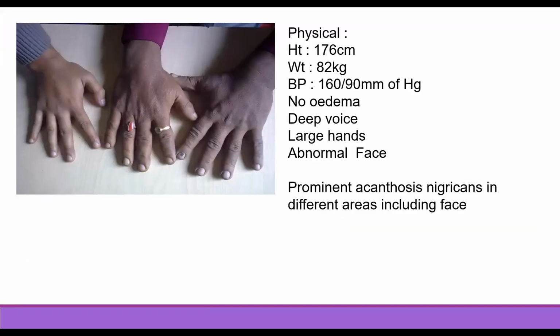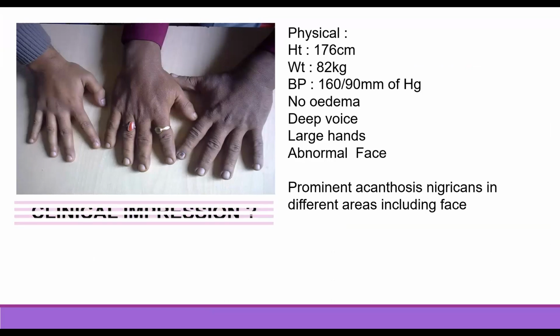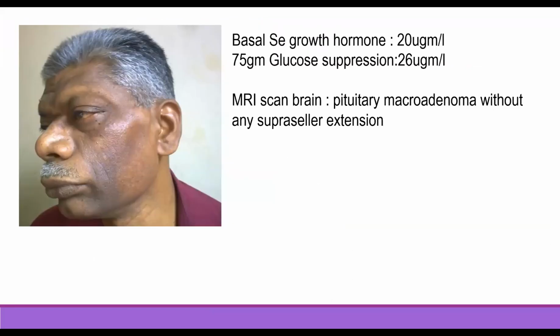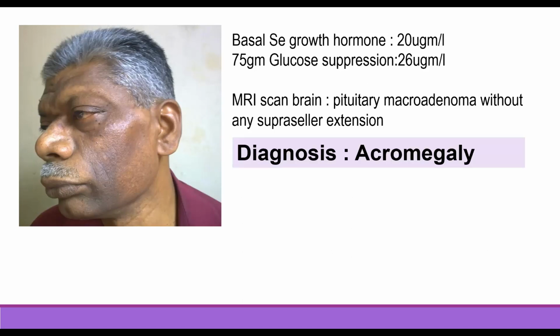We have evaluated this patient physically, looking into his face, looking into his hand. We found that this patient's hand is quite bigger compared to his brother's. Body weight was 82. He had a deep voice, large hand, abnormal face, prominent acanthosis nigricans, and therefore it appeared to us that this patient is suffering from acromegaly. So basal growth hormone was 20, 75 gram glucose suppression is absent. Pituitary macroadenoma was found without any cellular extension.